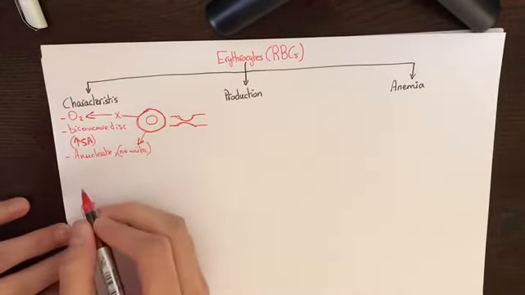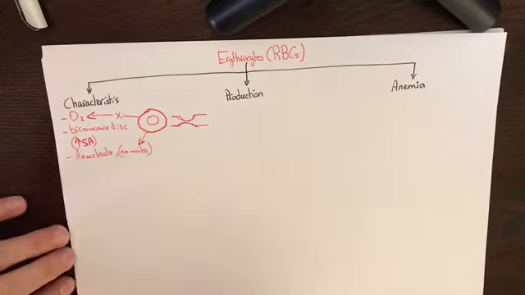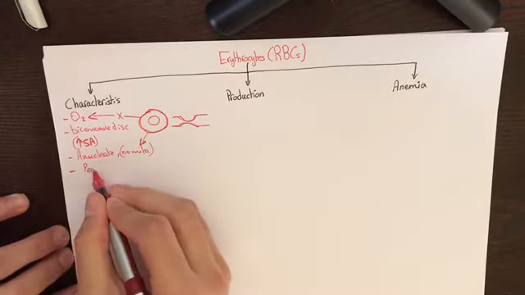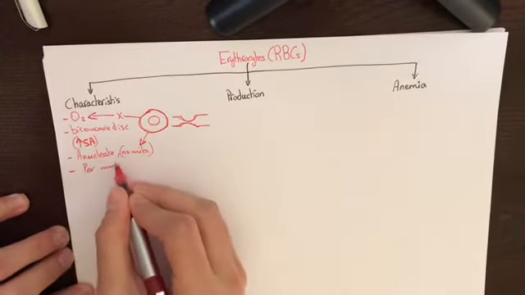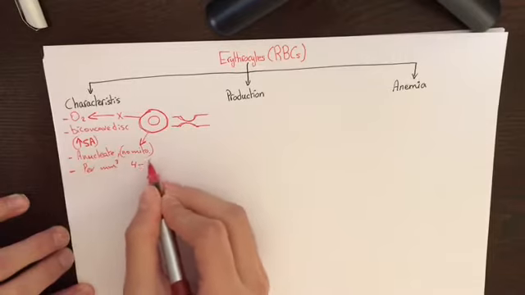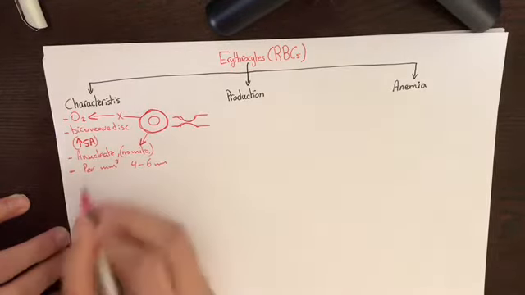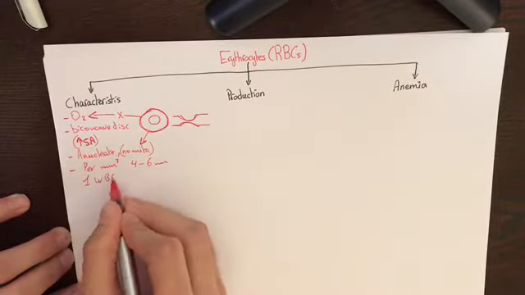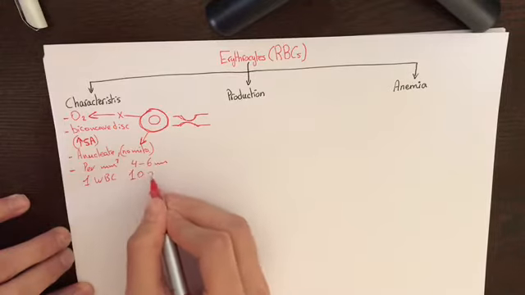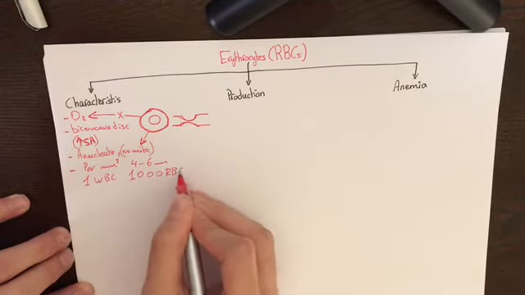So how many red blood cells do we have? We actually have many red blood cells. Per cubic millimeter we have about 4 to 6 million red blood cells, and for each white blood cell we have about 1000 red blood cells.